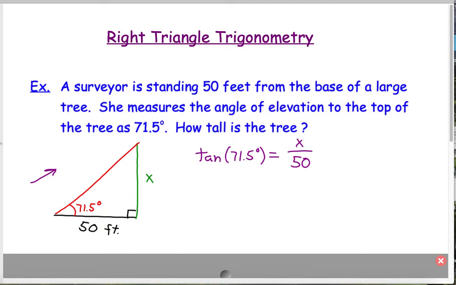And so now we have our equation, and we're going to solve this for x. Simply multiply the 50 to the other side. So 50 times the tangent of 71.5 degrees. And we're going to need a calculator.